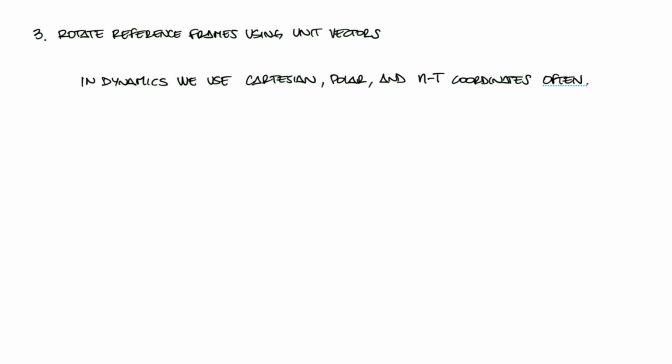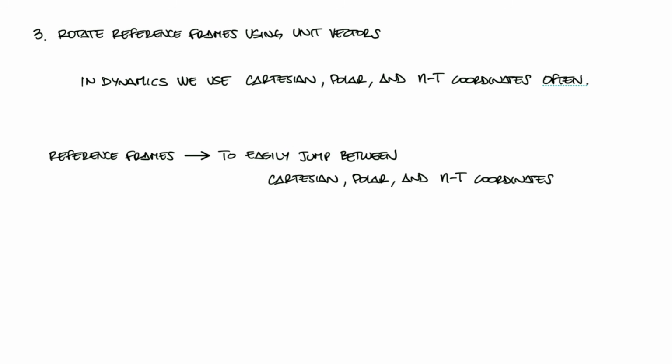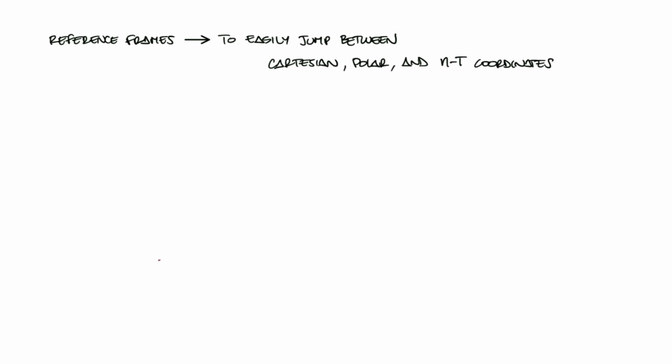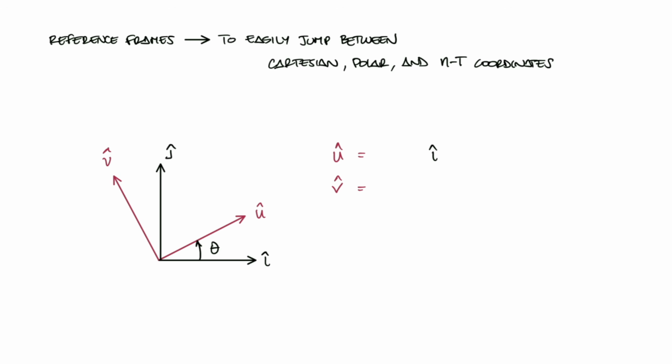For this reason, it's important to be able to move between reference frames so that we can go from and to Cartesian, polar, and NT coordinates easily. So for example, if we know that the u hat v hat frame is rotated an angle of theta from the i hat j hat frame, we should be able to find u hat and v hat in terms of i hat and j hat.